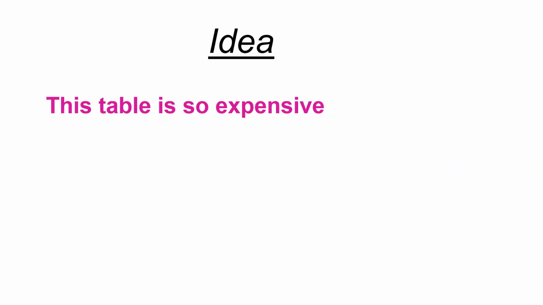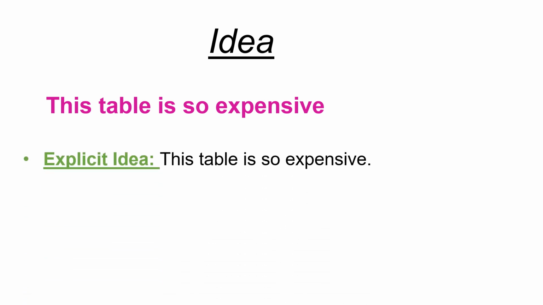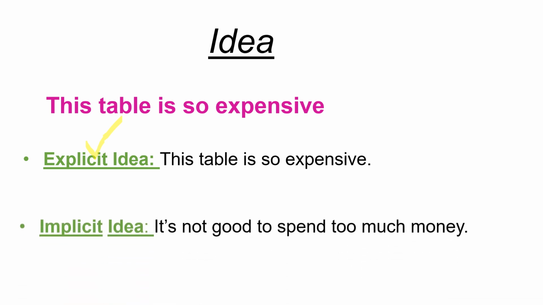For example, if the idea is "this table is so expensive." The explicit idea is what is written, what is in front of you, what is in the text, what is the content of that text. So the explicit idea is this table is so expensive. But when I talk about an implicit idea, it may be some idea driven from this explicit idea. I may be trying to say that it's not good to spend too much money.